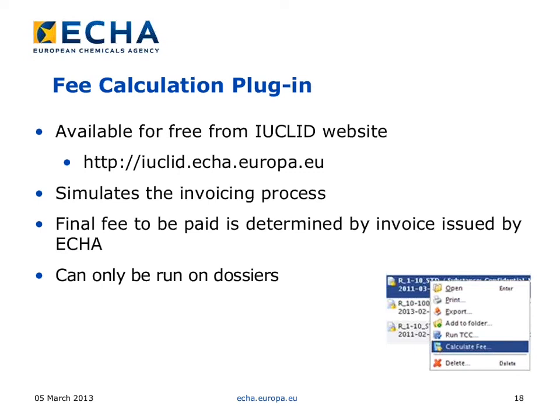If you want to have an estimation of the fee you will have to pay, you can use the fee calculation plugin. You can find it for free on the IUCLID website. The plugin simulates the invoicing process. However, please keep in mind the final fee which you need to pay is specified in the invoice issued by ECHA. In order to predict the fee for your registration dossier, you need to run the fee calculation plugin in your IUCLID dossier.